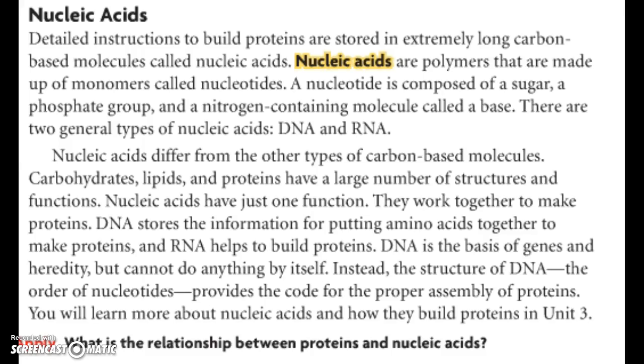Alright, the fourth and final macromolecule that we're going to cover this week is nucleic acids. As you can see, it's a rather short section, so that's good. So follow along. To start with, detailed instructions to build proteins are stored in extremely long carbon-based molecules called nucleic acids. Nucleic acids are polymers that are made up of monomers called nucleotides.